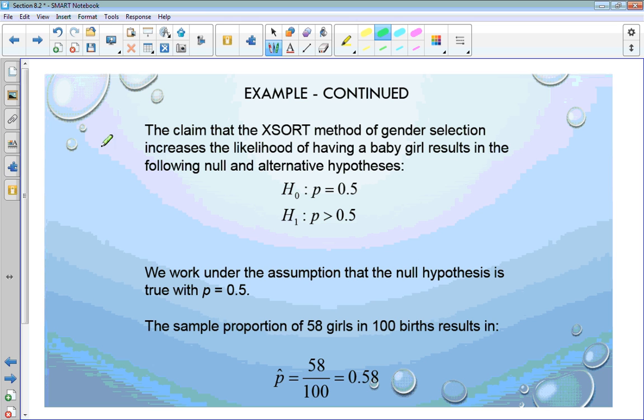So here's our example, and if you remember, we had our null hypothesis where the chance or proportion is equal to 0.5, half a chance. It's either 50% girl, 50% boy. And because the claim was, if you'll remember, that the XSORT method increases the likelihood of having a baby girl.